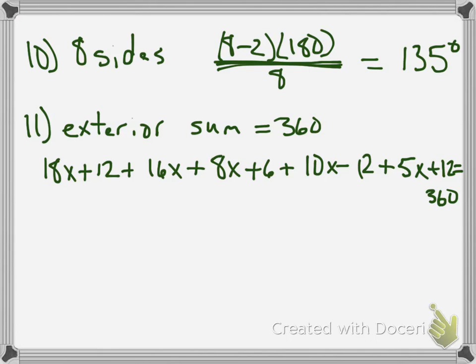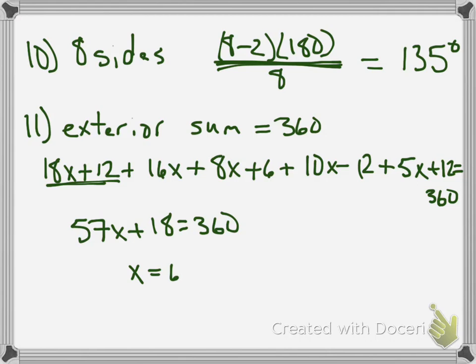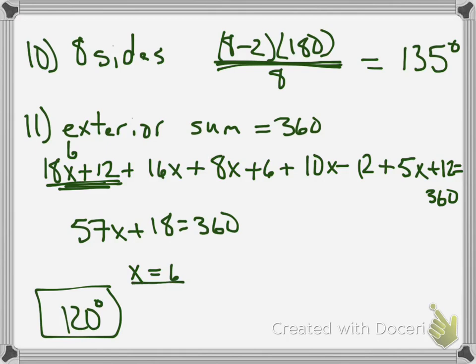Now, you could type all that in and figure it out. Obviously, the first one should be the biggest, but you're trying to find x. You could combine like terms and end up with 57x plus 18 equals 360. Subtract 18, divide by 57, and x equals 6. You would still need to put that back and say 18 times 6, then add 12 to get 120 degrees. So the largest angle would be 120 degrees. There would probably be an answer choice saying x equals 6, but you still need to go back and find the angle.